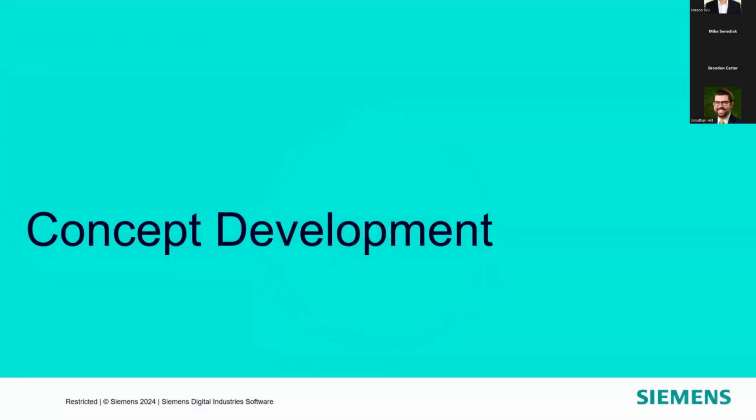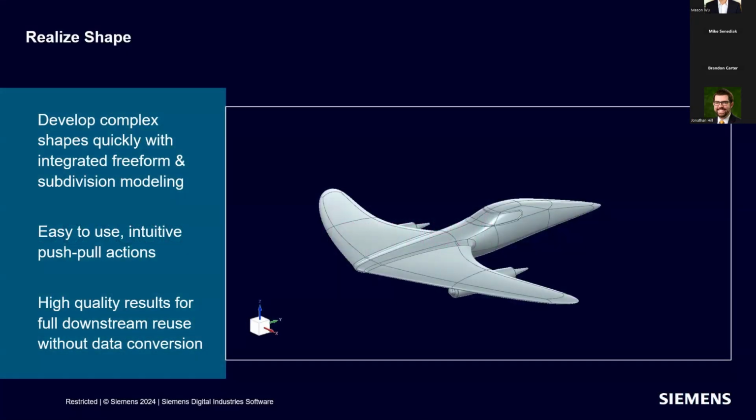So we thought we'd start out with just a peek at concept development. What are some of the things that you could do with that? So one of the tools and capabilities that we have is a subdivision modeling tool. So if you've never seen this or worked with this, this is our Realize Shape. And so the power of this is going to be evident here as we go through the demonstration, but it's being able to quickly develop your concept designs and be able to use that information as you go into detailed design and downstream operations.